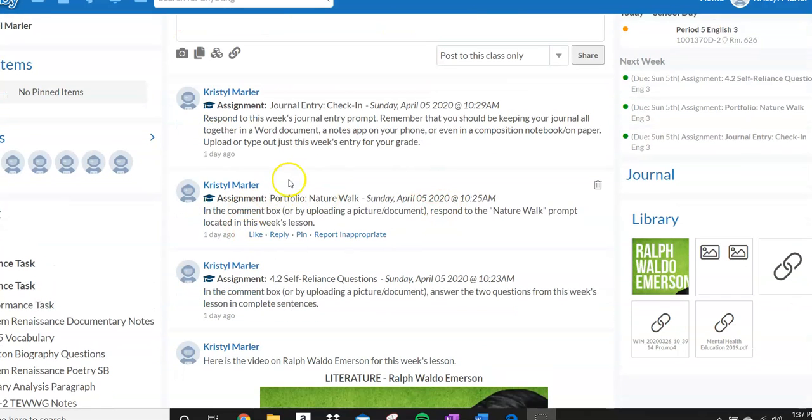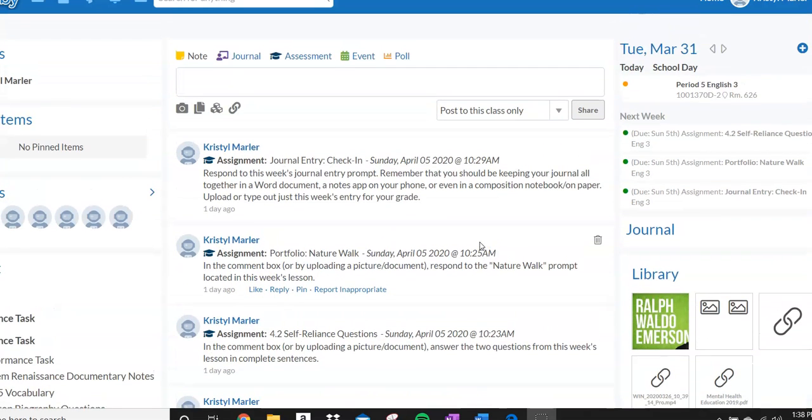The second assignment is a portfolio piece, and it is titled Nature Walk. So it says in the comment box or by uploading a picture/document, respond to the Nature Walk prompt located in this week's lesson. And remember, on your end, you're going to have a big blue submit button for each one of these where you can just type it in like a comment box, or you'll be able to upload a document, or you can upload a picture.